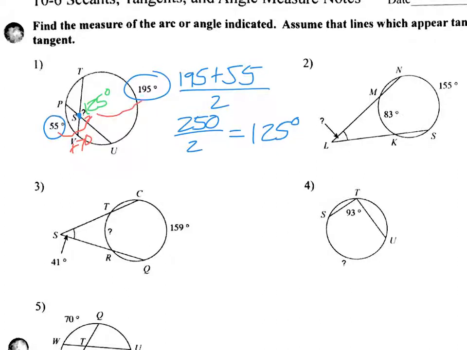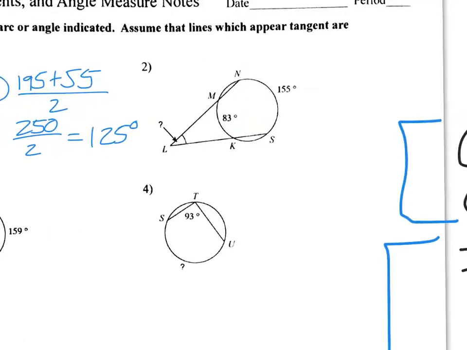How far is it from 125 to 195? You have to add 70. Those have to be the same number. But that only works if it's inside. Okay, let's go to number 2.